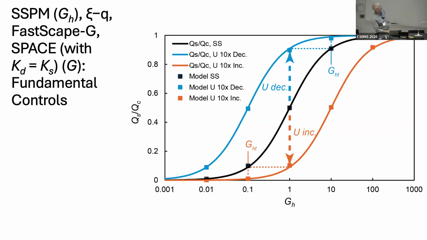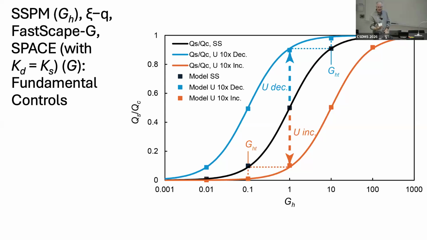So the G is on a log scale here, and for just normal, at steady state, it's the black line, and just makes that nice sigmoidal. So you can see once G is as low as 100th, your QS on QC is at 0. At 1, you're at 50%, right? Your ability to transport sediment and your ability to erode rock are equal. And once it gets up to 100, you're basically all the way sediment blanketed.